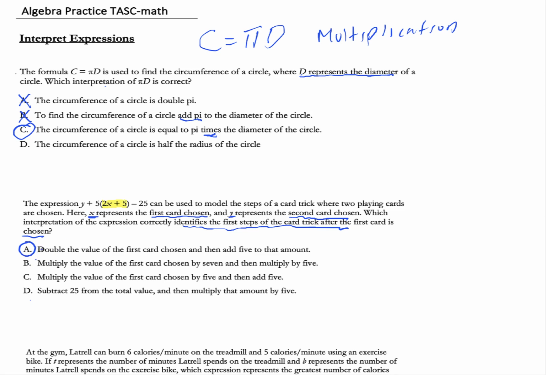But if you didn't know that, you could have skipped that because you're like, I'm not too sure, and go down the answer choices to see which one made sense. B says multiply the value of the first card chosen by 7. I don't see that. X is the first card and you're multiplying by 2. Multiply the value of the first card chosen by 5 and then add 5. Remember, it's 2x, so you're multiplying by 2 and not 5. And the last one says subtract 25. Notice in my highlight, there's no subtraction in there, so you could exclude D.